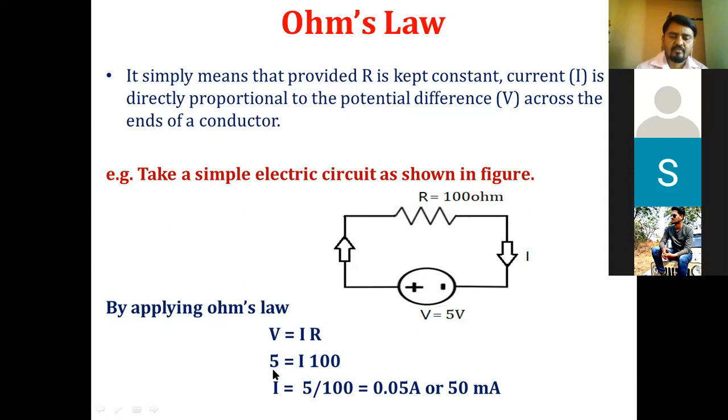100 will go to the opposite side. Then I equal to 5 by 100, and 5 by 100 is nothing but 0.05. The unit of current is ampere. So I equal to 0.05 ampere we have written here now.